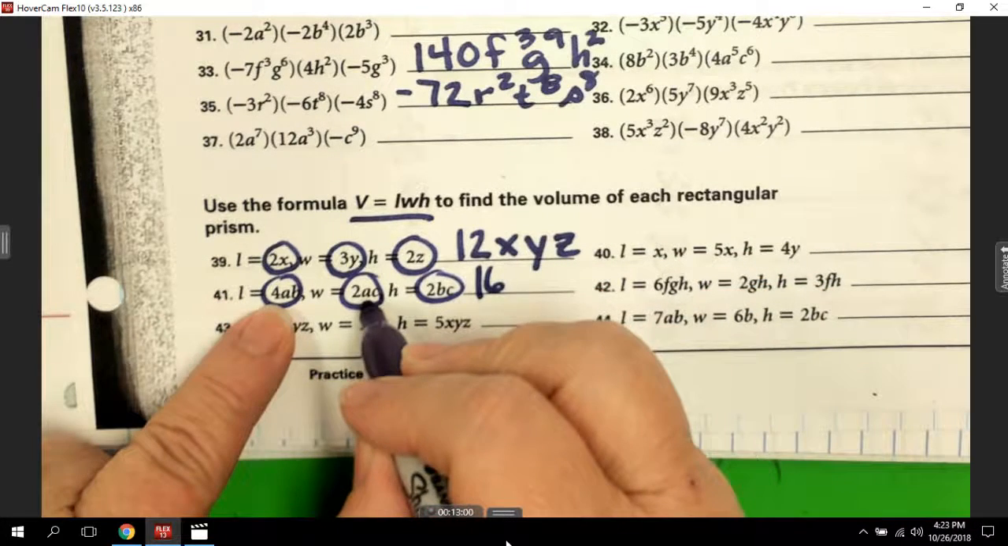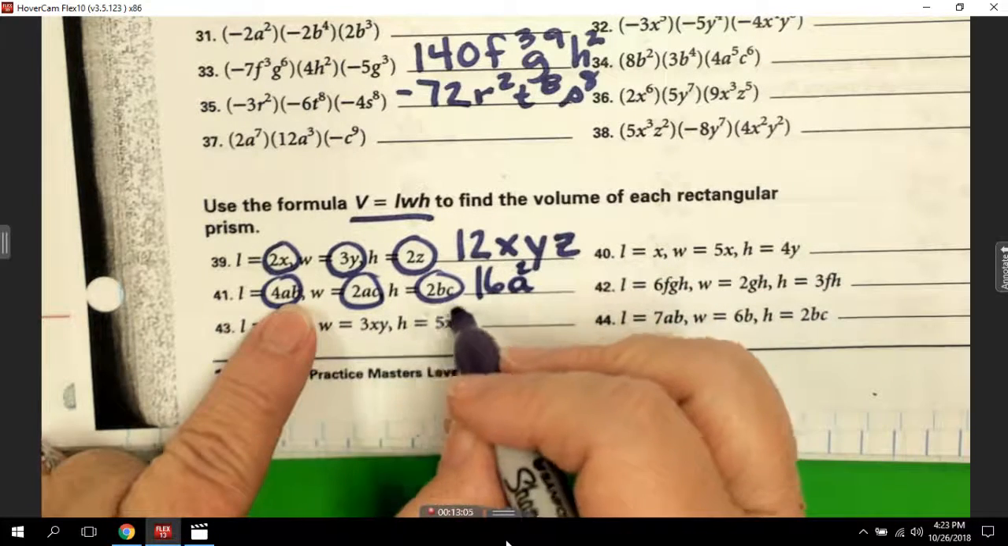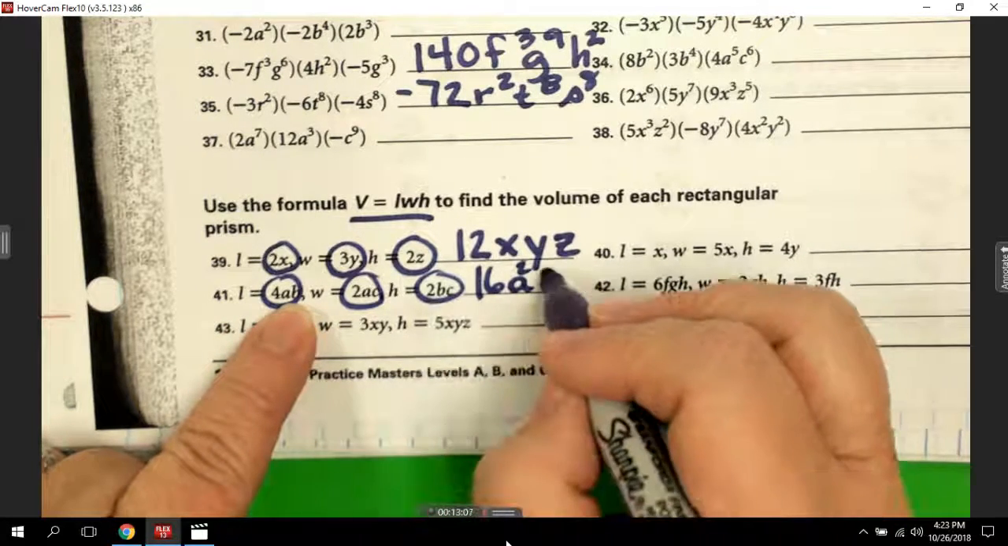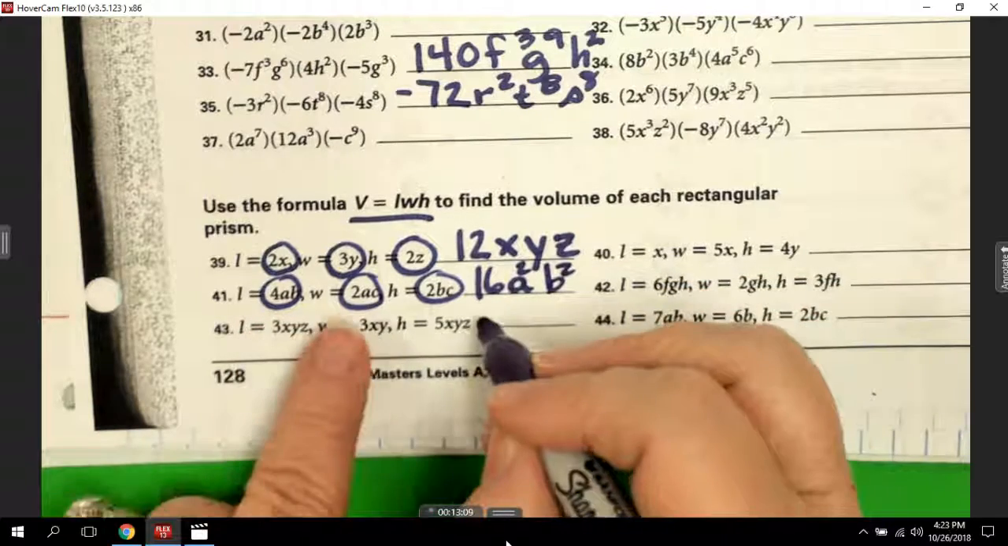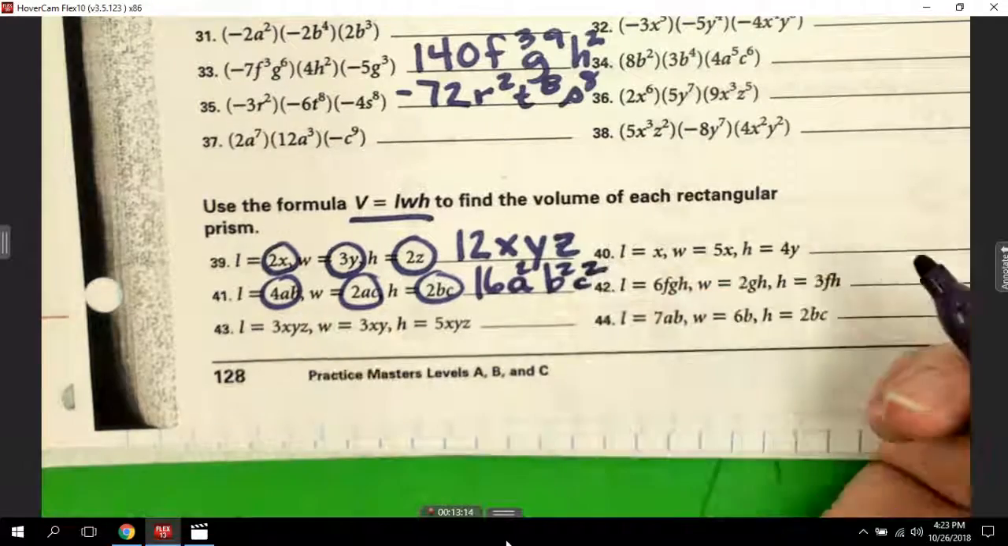We've got a to the 1st times a to the 1st, which is a to the 2nd. B to the 1st times b to the 1st is b to the 2nd. And c to the 1st times c to the 1st, adding the exponents, is c to the 2nd.